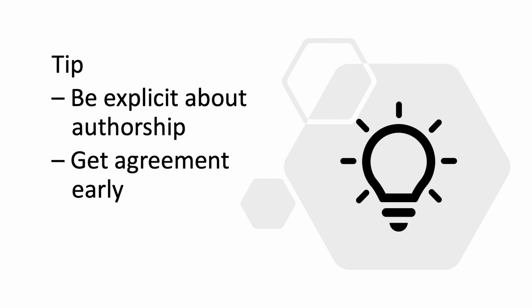It is good to be explicit about authorship order and get agreement early on. This is so that each author has a clear expectation of what input they need to provide into the research study. And being explicit and having agreement on authorship can avoid conflict down the line, which not uncommonly happens in the manuscript writing process.